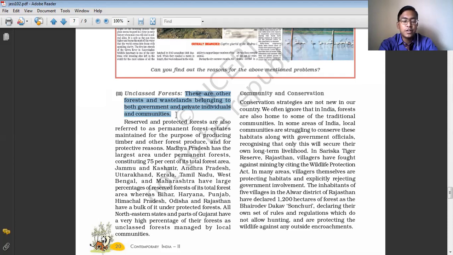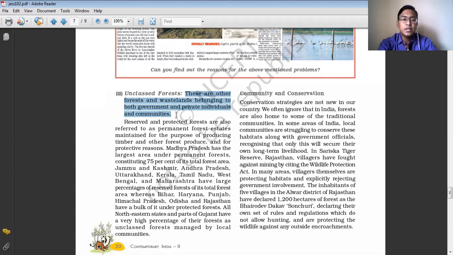In the unclassed forest there are no such strict rules and regulations. This kind of forest is not so dense, and it does not have a different or rich variety of plant and animal species.